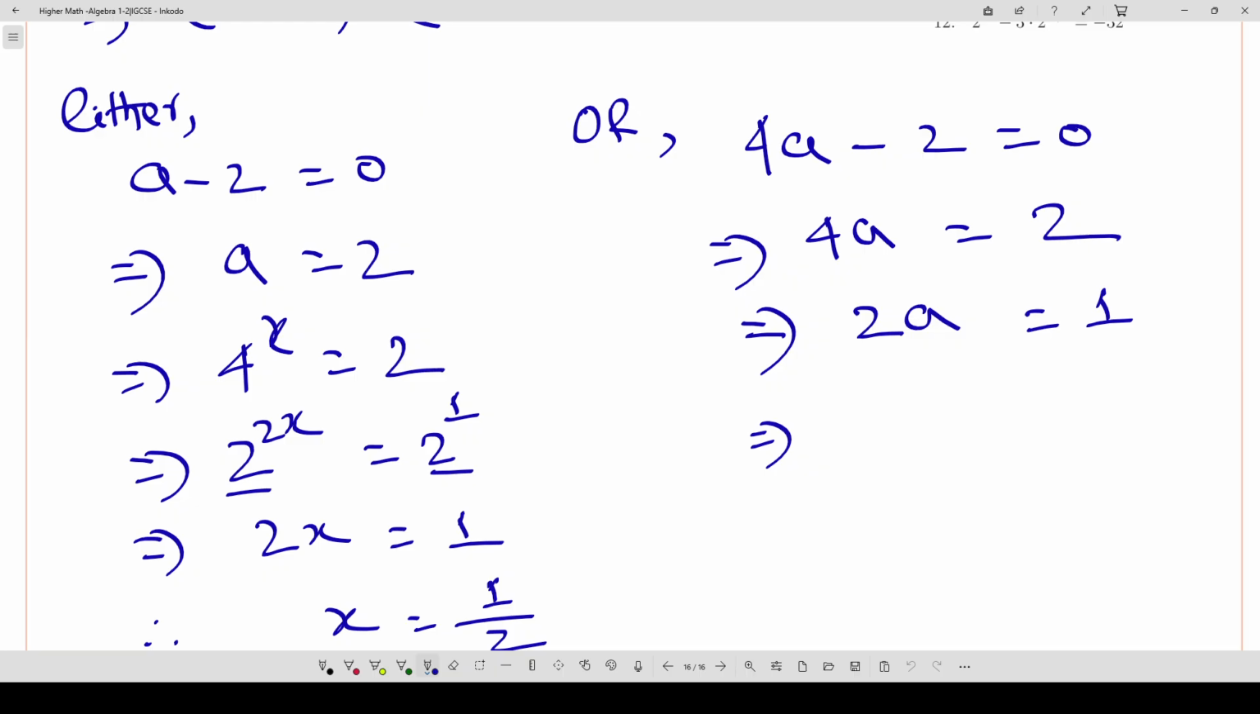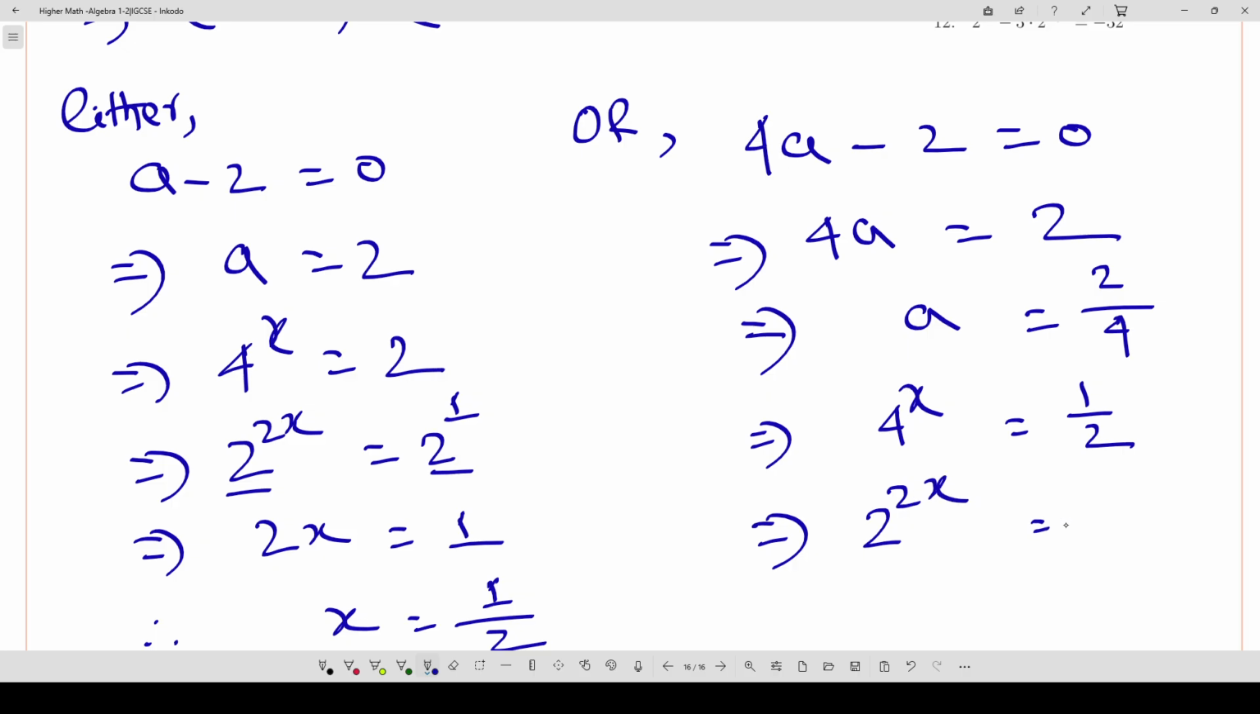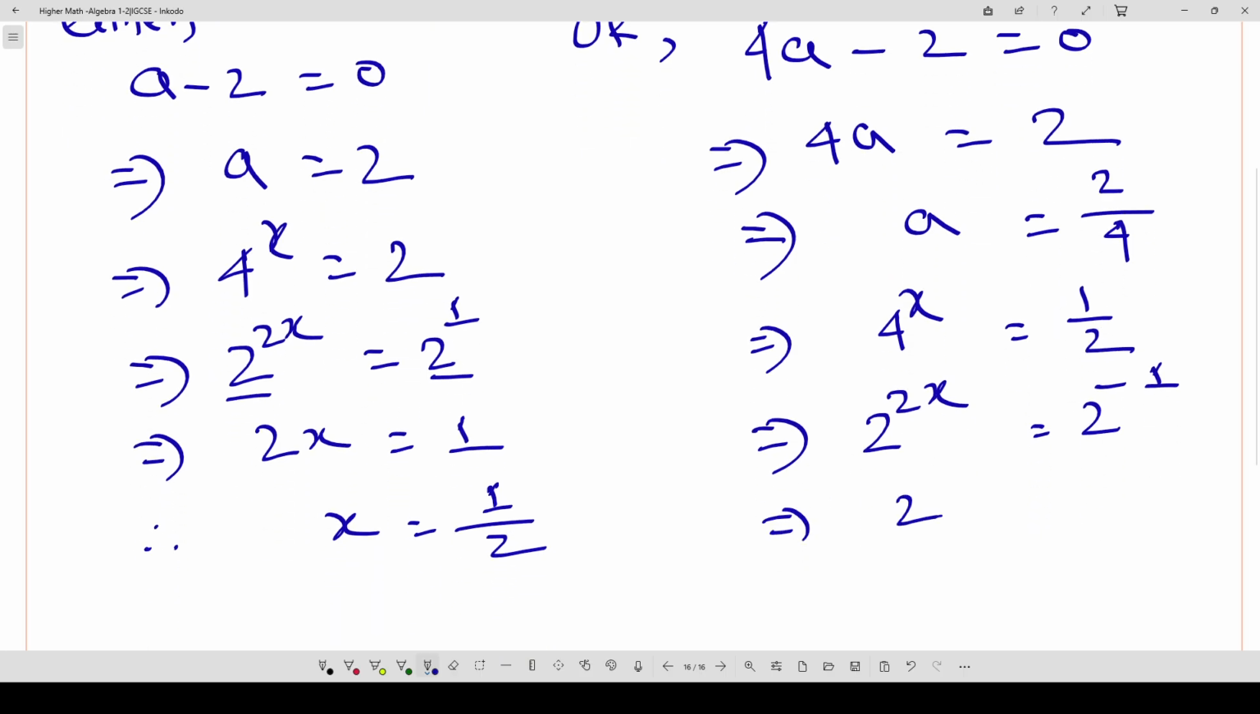So here we also can write like, actually here we can divide by 4, right? We can divide by 4. So here is 2 by 4. A means 4 to the power x, and here is 1 by 2. So this one we can write as 2 to the power 2x, and this one we can write as 2 to the power minus 1. So the bases are the same, so 2x equals minus 1. So the answer is x equals minus 1 by 2.